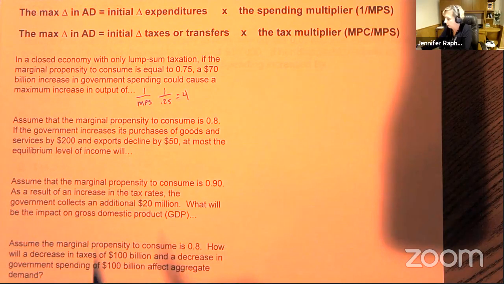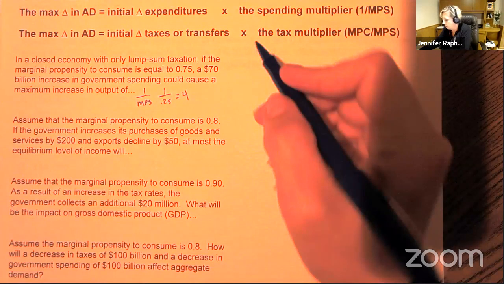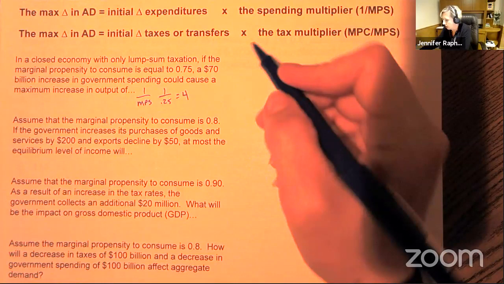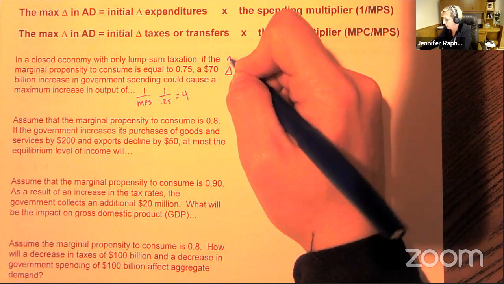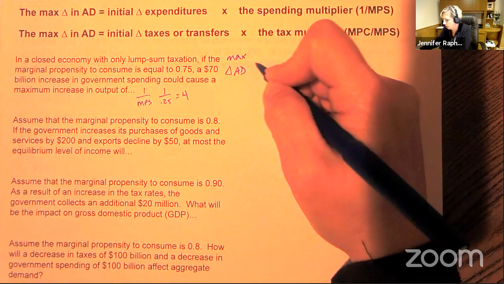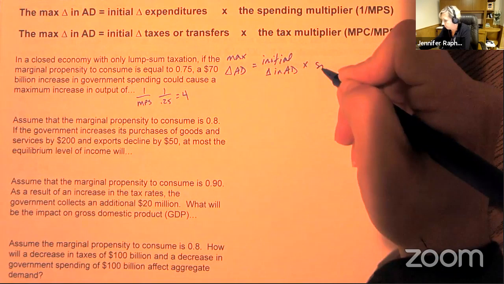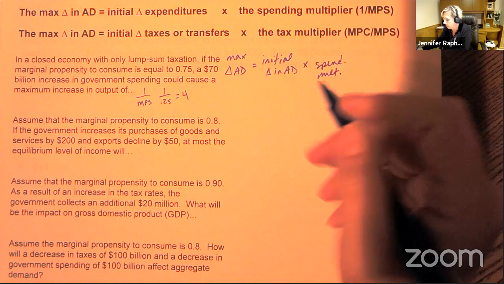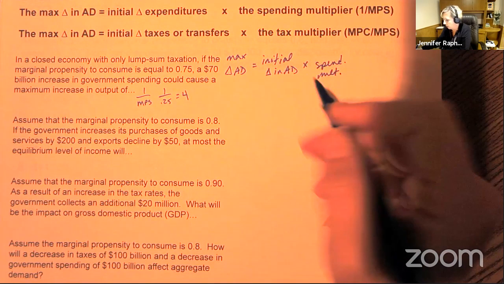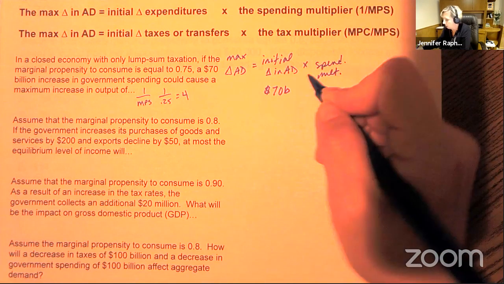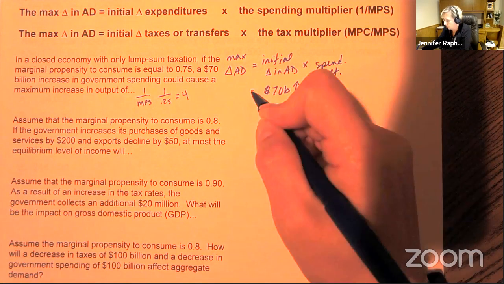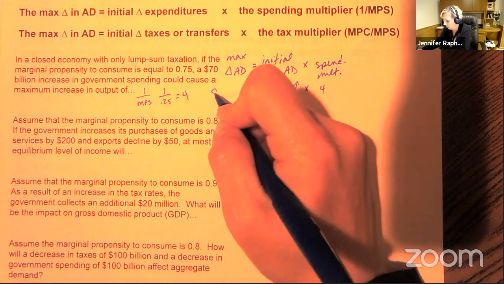So if we're looking for the max change in aggregate demand, it is equal to the initial change in aggregate demand times the spending multiplier. So in this case, we've got a $70 billion increase times 4, which would equal a $280 billion increase.